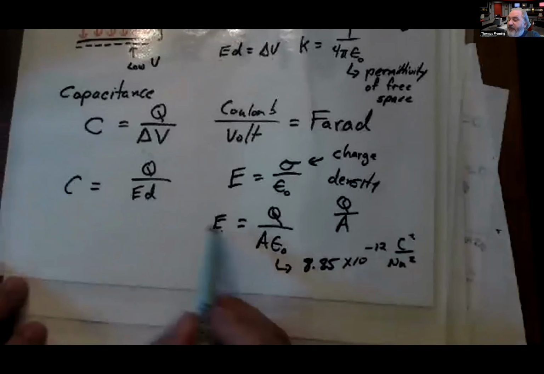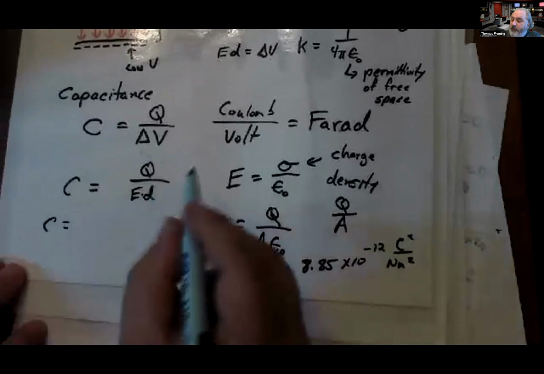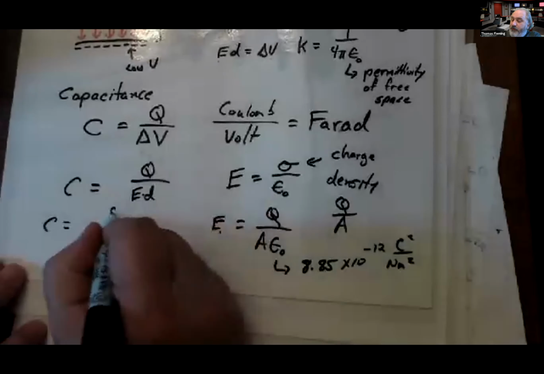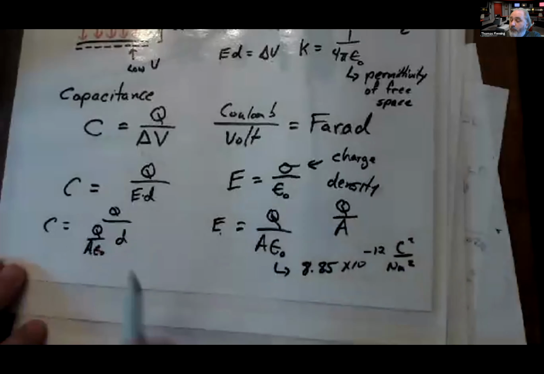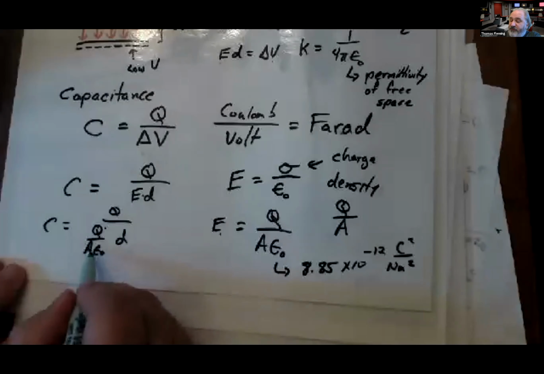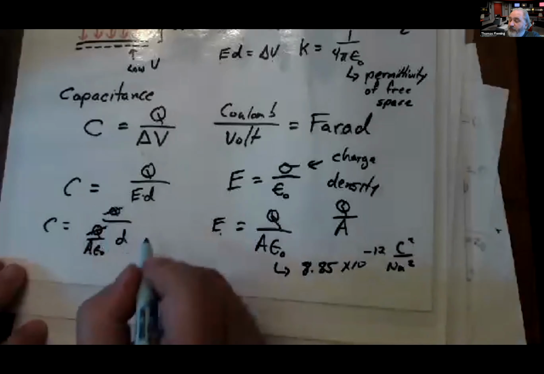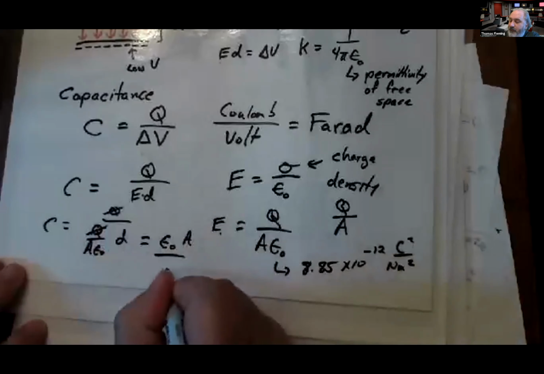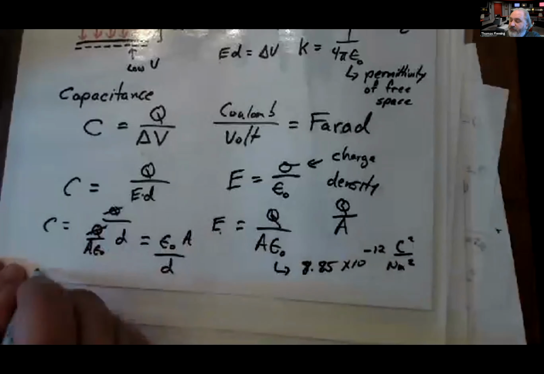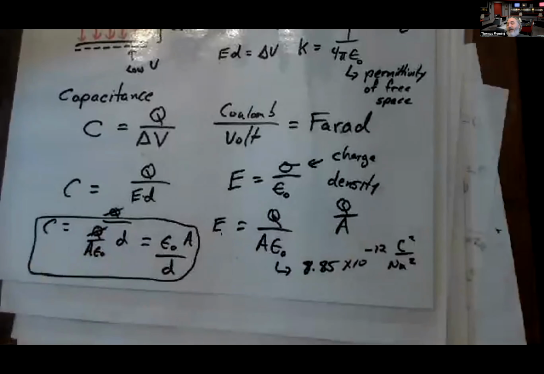So if I take this and I pop that in there and replace E, look what happens. I've got Q over A epsilon naught D. When you divide a fraction by a fraction, it's the same as multiplying by the reciprocal. So what's going to happen is this is going to get shifted up to the numerator, and this Q and this Q here will cancel. So you end up with epsilon naught times A divided by D. This is the capacitance of a parallel plate capacitor.